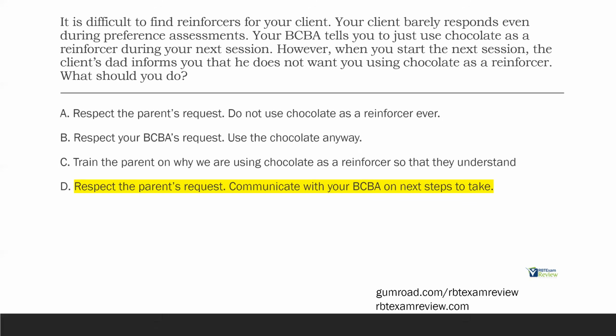On ethics questions, okay, you want a strong answer, but you don't want to go over the top, right? Remember your task list. All these ethics questions are taken straight from your task list. Okay. Think about communicating with your supervisor, right? Respecting client dignity, respecting parents' wishes. Okay. Keep those things in mind when answering these questions.